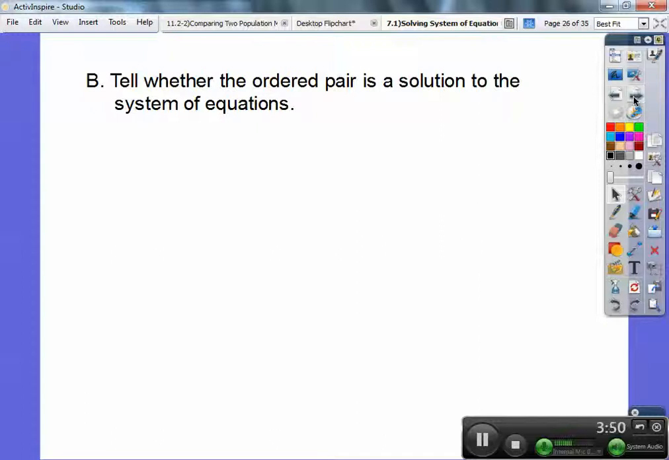Then you're going to have some that say, tell whether the ordered pair is a solution to the system of equations. Here's an ordered pair, x equals 3, y equals 2. Will it make this equation true and this equation true at the same time? If it is, then yes, it's a solution to the system. If it's not a solution to either one of them, then it's not a solution. It has to be a solution to both of them.